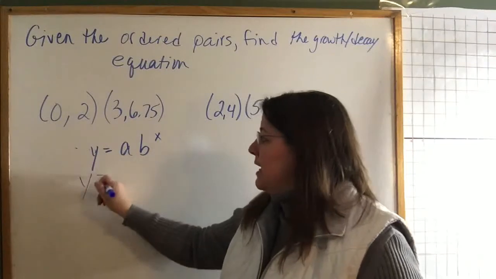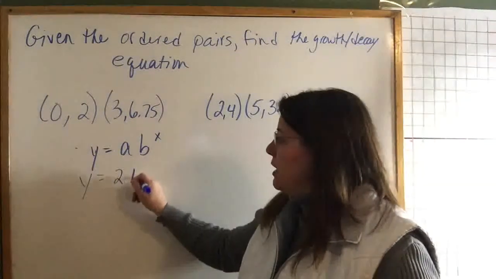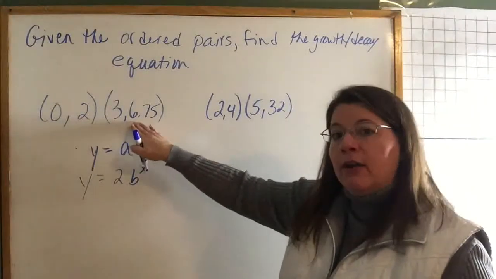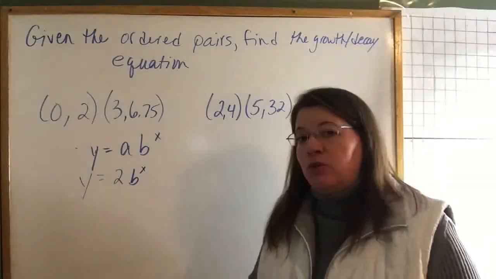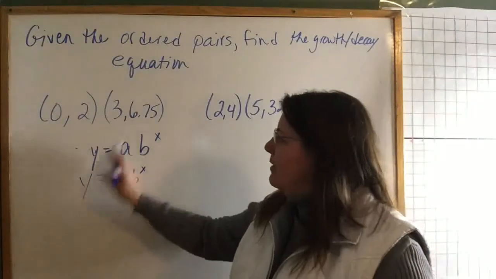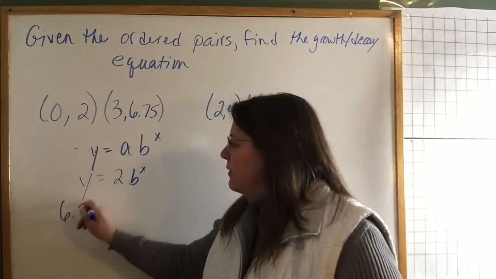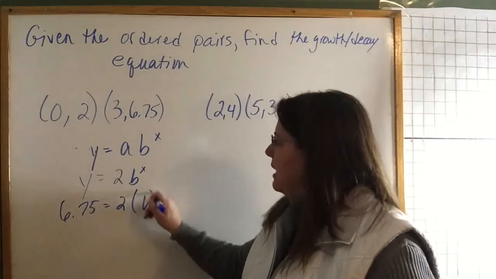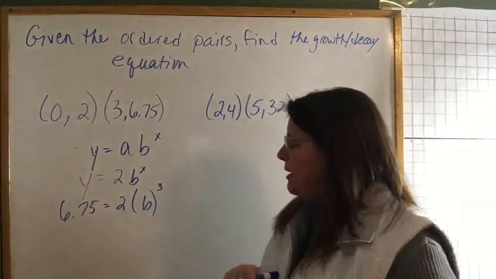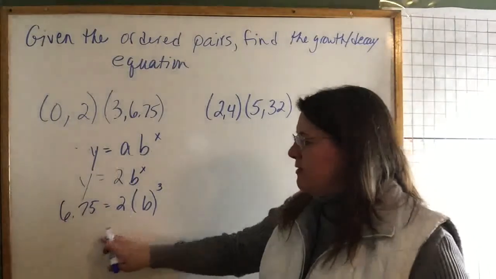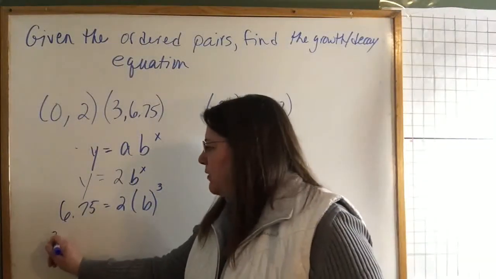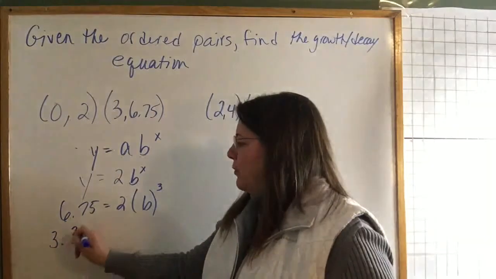So if I plug that in, I have y equals 2 times b to the x. Then I can plug this ordered pair in for my x and y to figure out what b is. So y is 6.75. We've got 2 times b, x would be 3. So the next thing I'm going to do is divide both sides by 2. 6.75 divided by 2 is going to be 3.375.